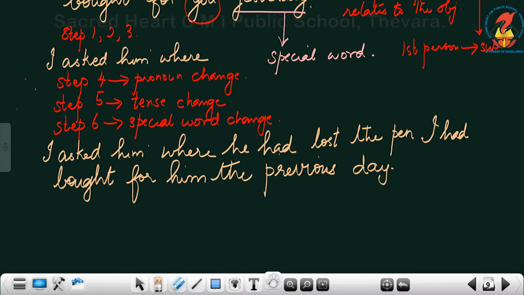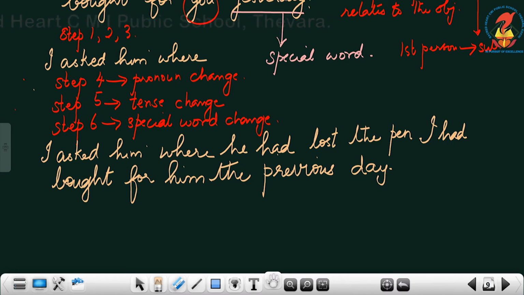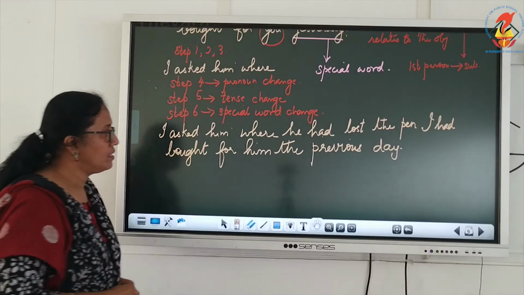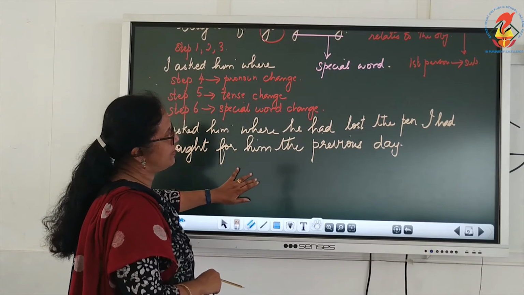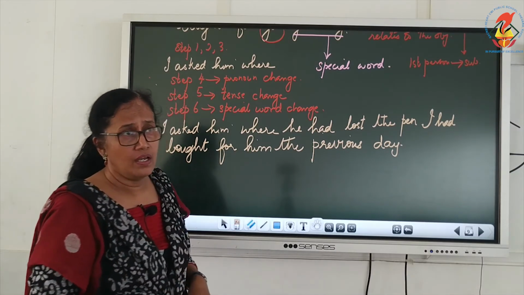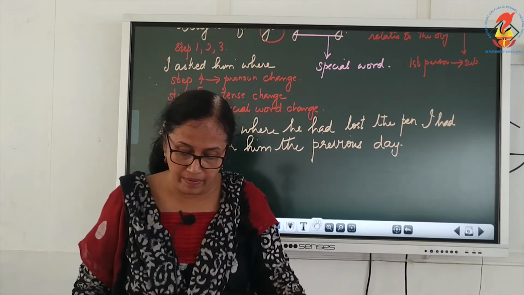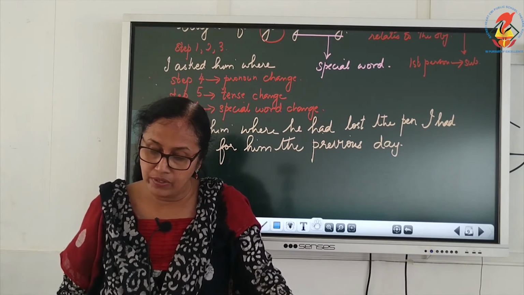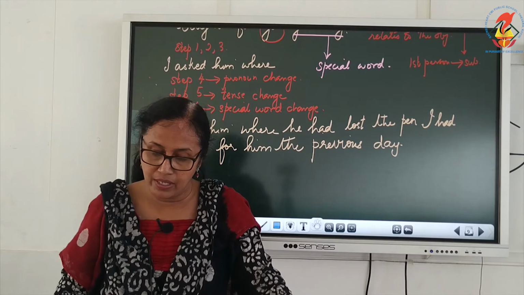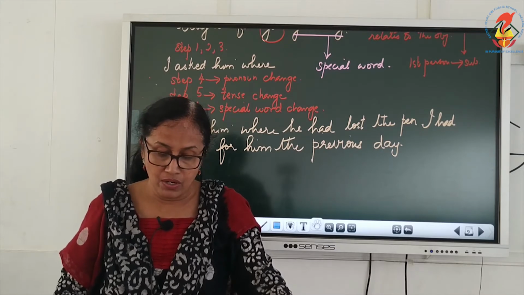I had bought, I see here, remember again the tense change. I had bought for him the previous day. Okay, so that is how you will go about making changes in your sentences if you have been given them in the interrogative forms, if you have to make changes from the interrogative into your indirect.